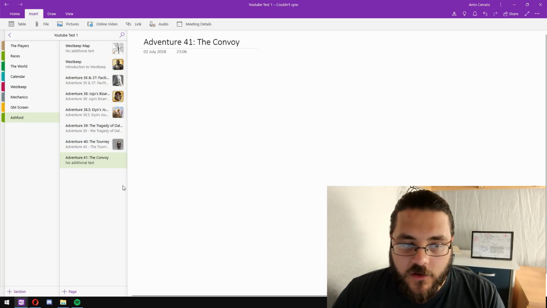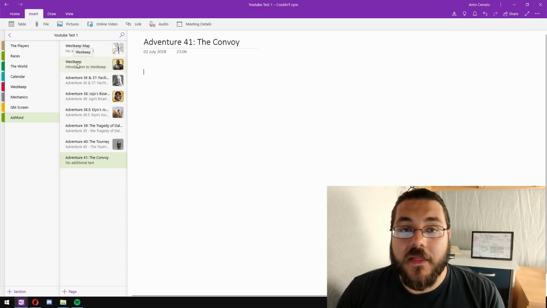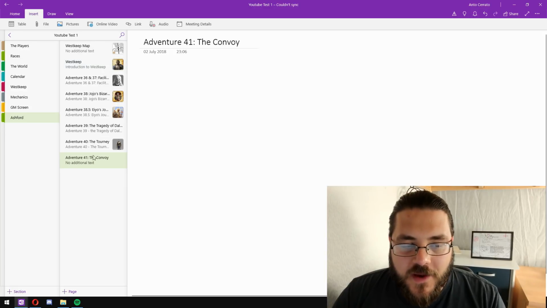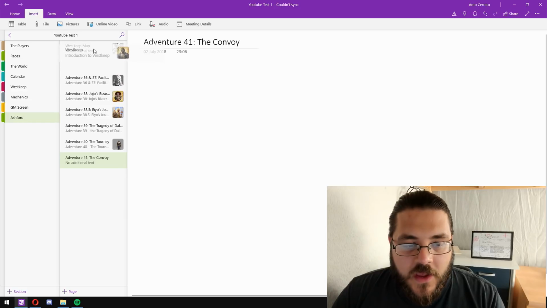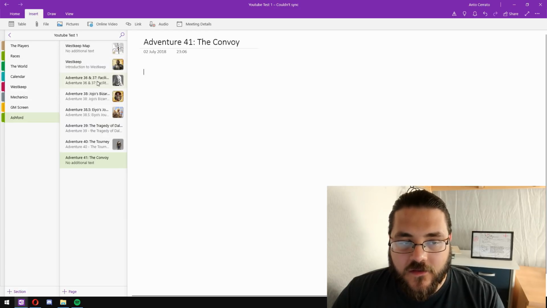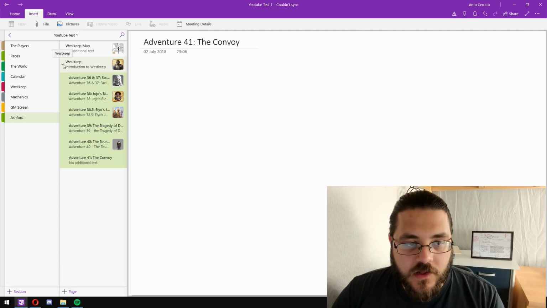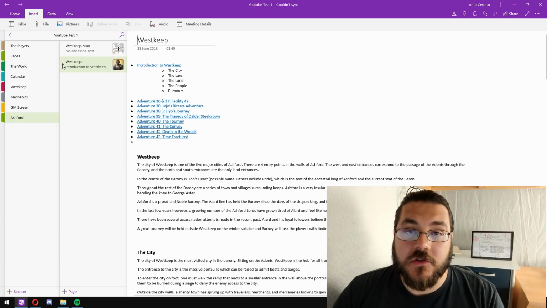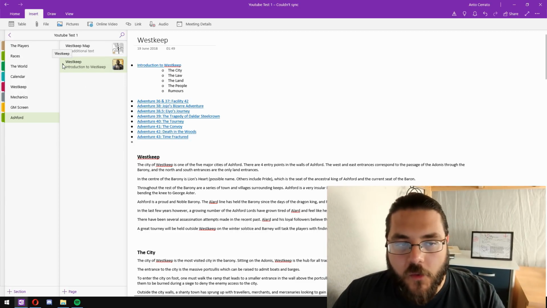Now what I want to do first of all is take these adventures and nest them inside Westkeep, because that's where they're taking place. To do this, make sure the pages you want to nest are beneath the main page in the order. If they're not, you can just drag them into order, then highlight the pages you want to nest, right click on them and make subpage. What that does is allow you to collapse the pages when you click off, so they don't take up so much space on the screen and you don't get quite so overwhelmed.